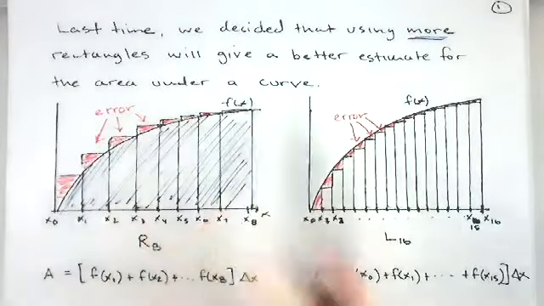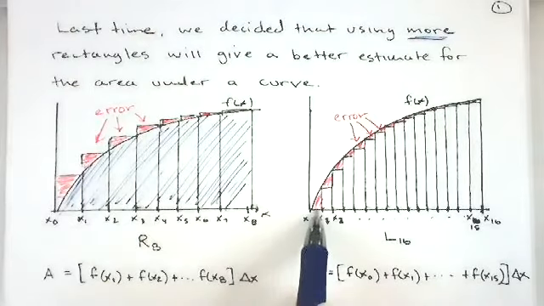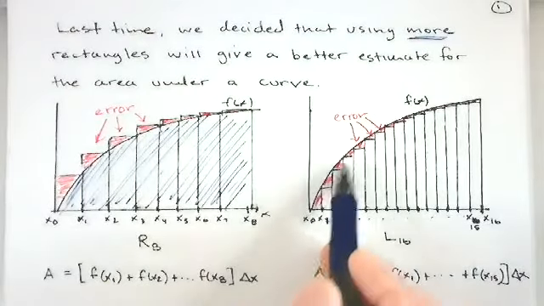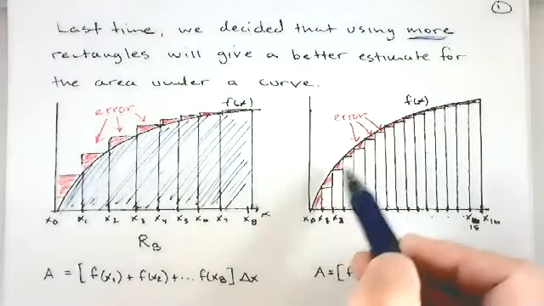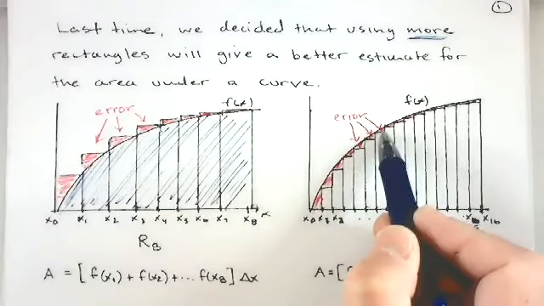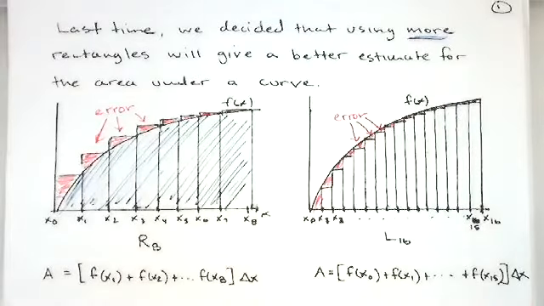If you use more rectangles, here I have a picture of what an L16 approximation would look like. Left-hand endpoints this time with 16 rectangles, and you are going to get an underestimate. And the error in this approximation is how much those rectangles don't quite go all the way up to the function. All of those little tidbits of area in sum would be your error.